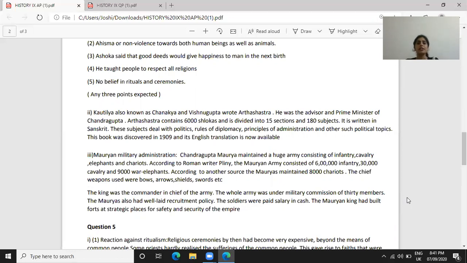Next point. It is written in Sanskrit. These subjects deal with politics, rules of diplomacy, principles of administration, and other such political topics. The last point, this book was discovered in 1909 and its English translation is now available. So if you have mentioned any 3 points about Artha Shastra, give yourself 3 on 3.